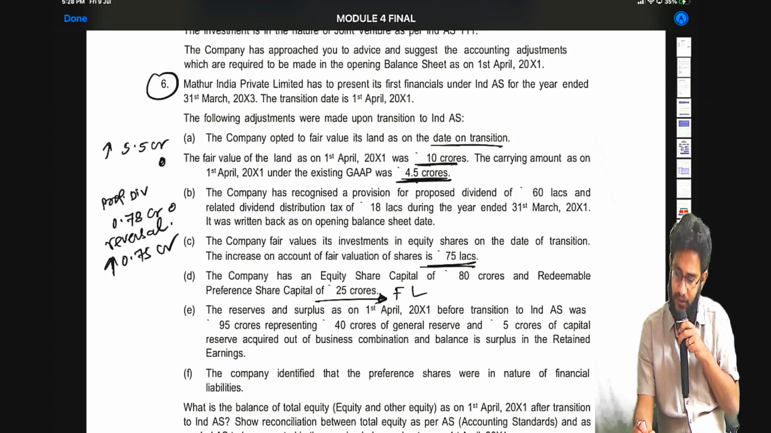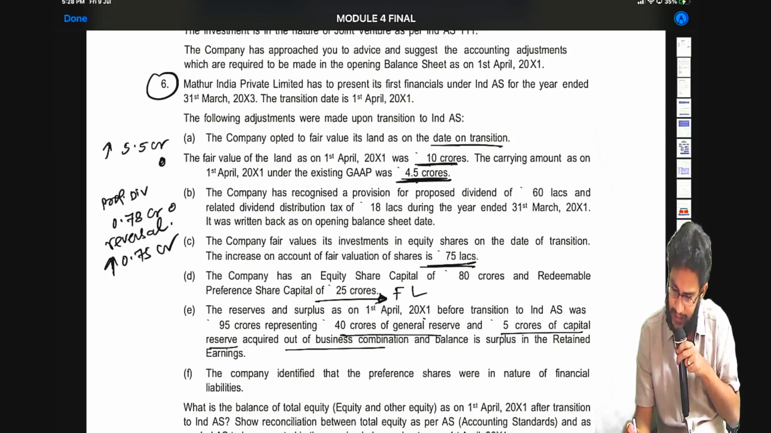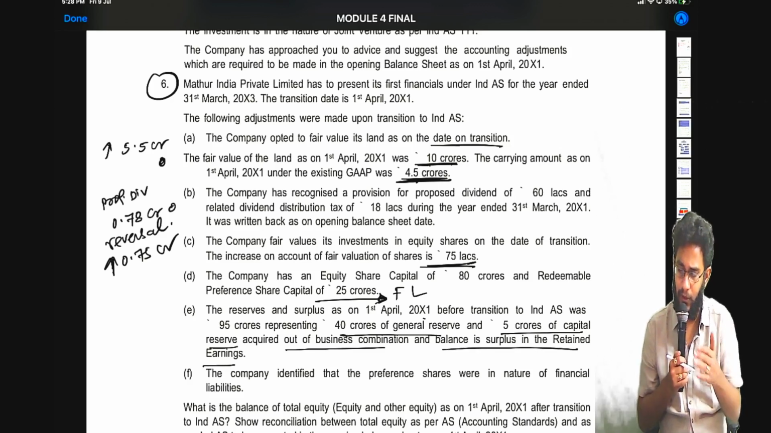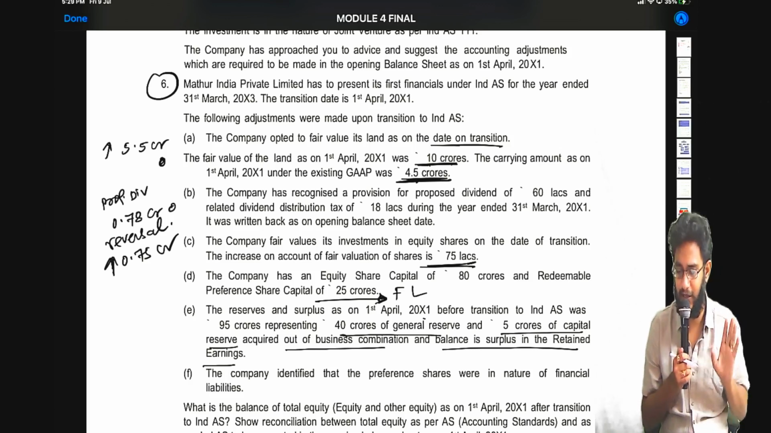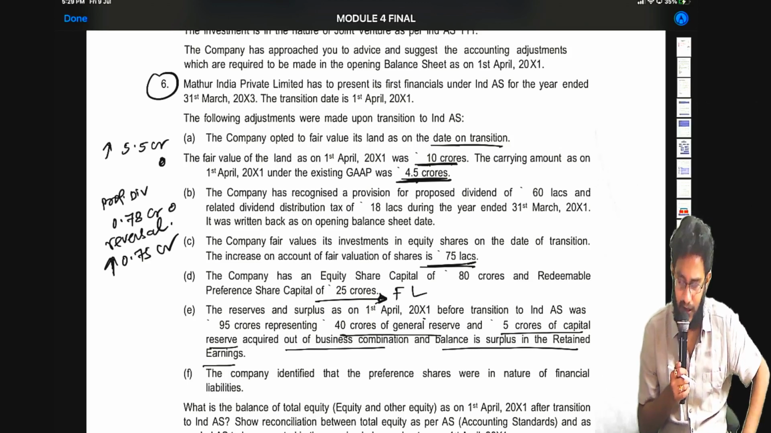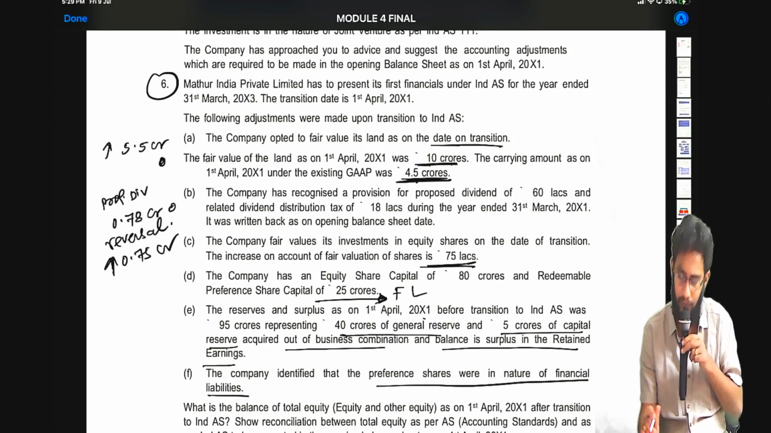The reserves and surplus as on 1st April 2001 before transition to Ind AS was 95 crores, representing 40 general reserve and 5 crores of capital reserve acquired out of business combination, and balance is surplus in the retained earnings. So in your 95, if you remove 40 and 5, remaining balance is 50. That is the retained earnings balance. Our retained earnings balance has to be now adjusted for all these above discussed adjustments. The company identified that preference shares were in the nature of financial liability.